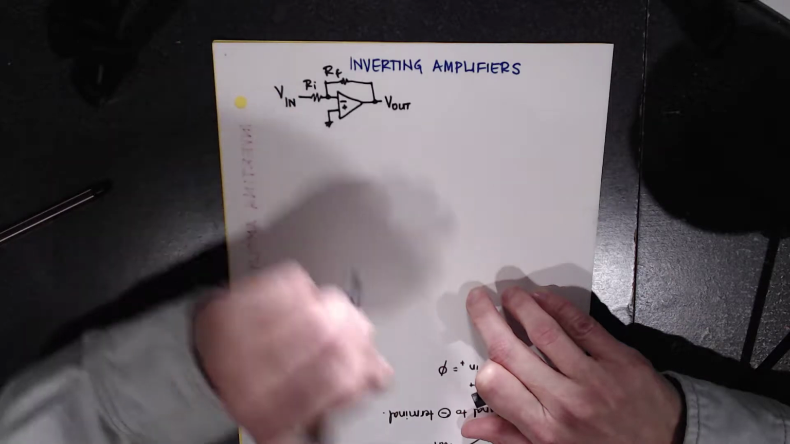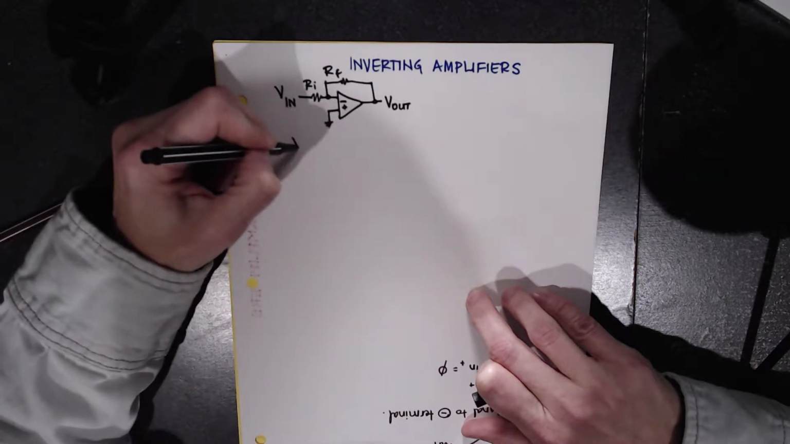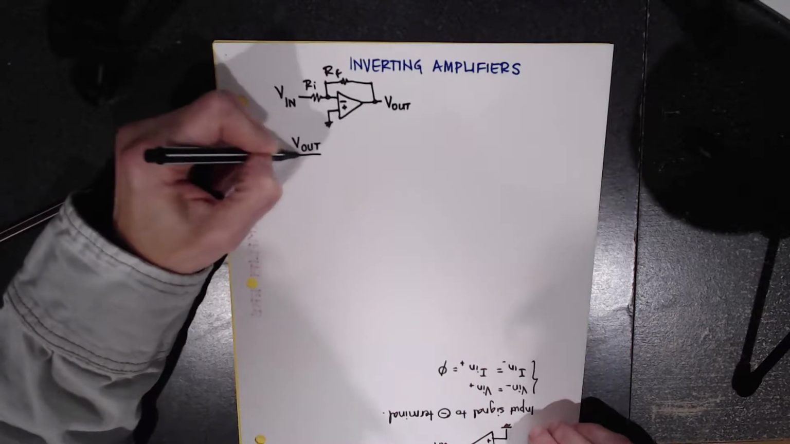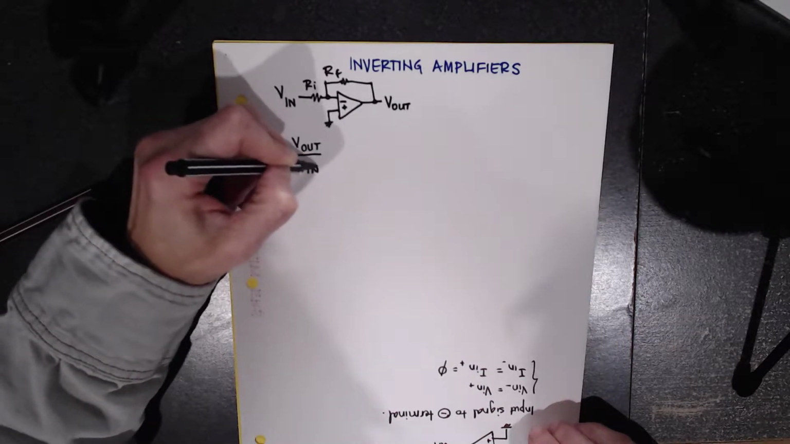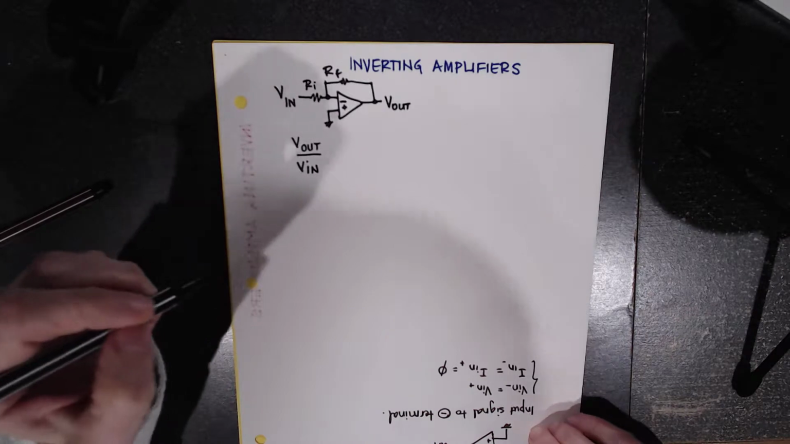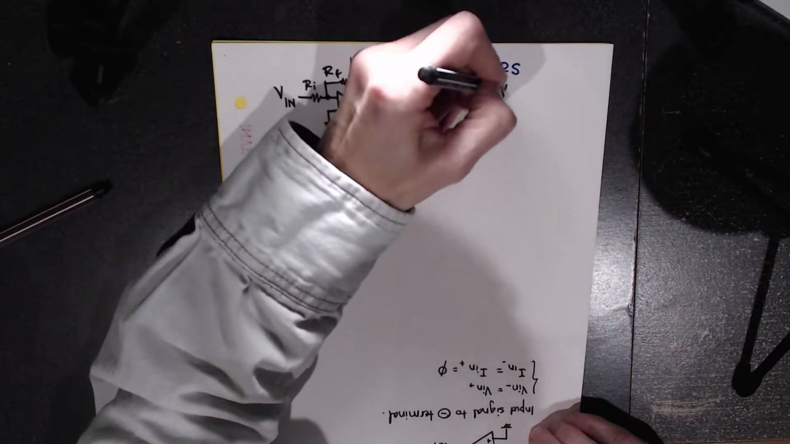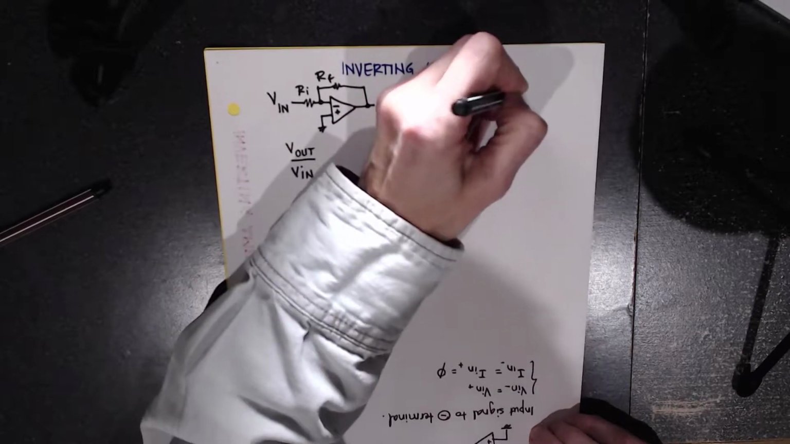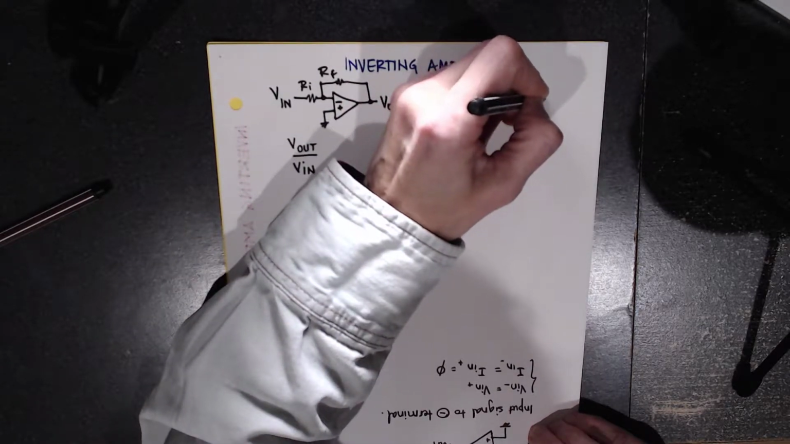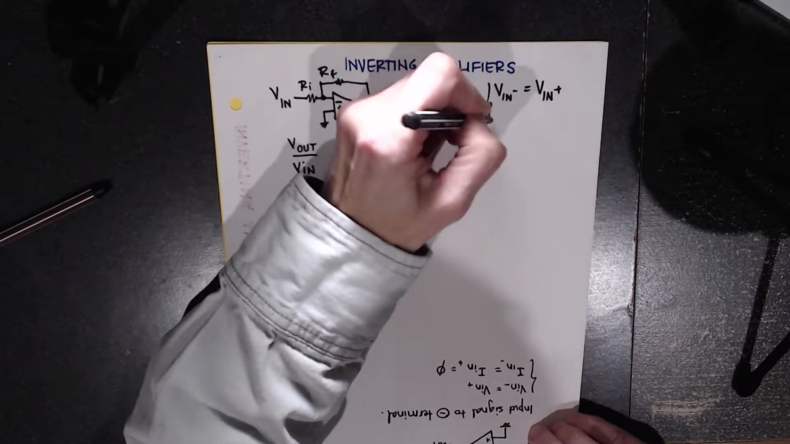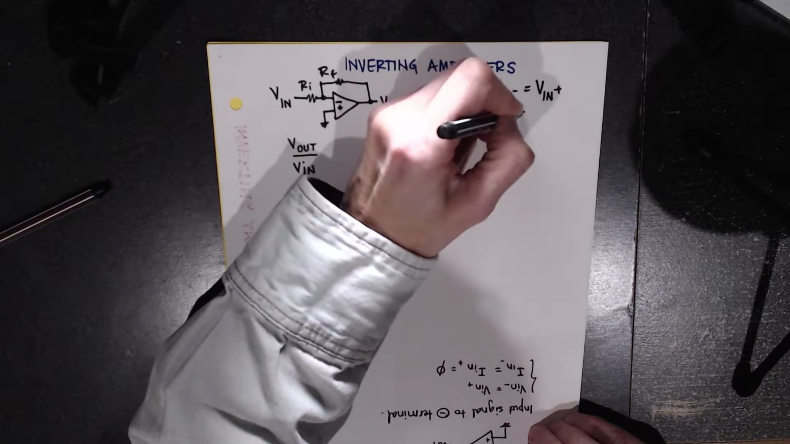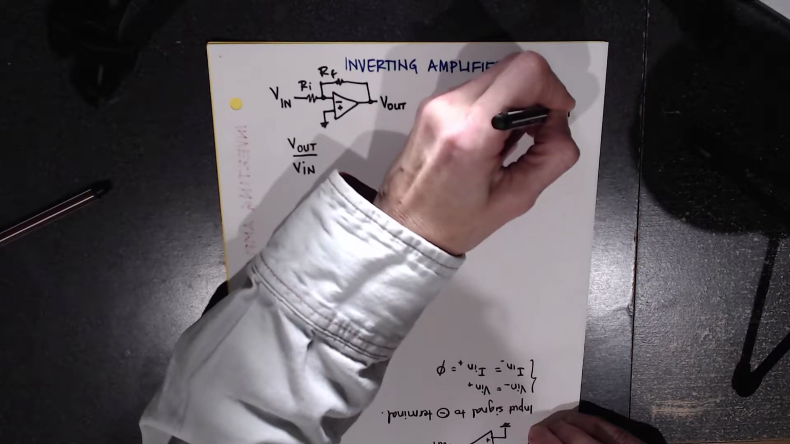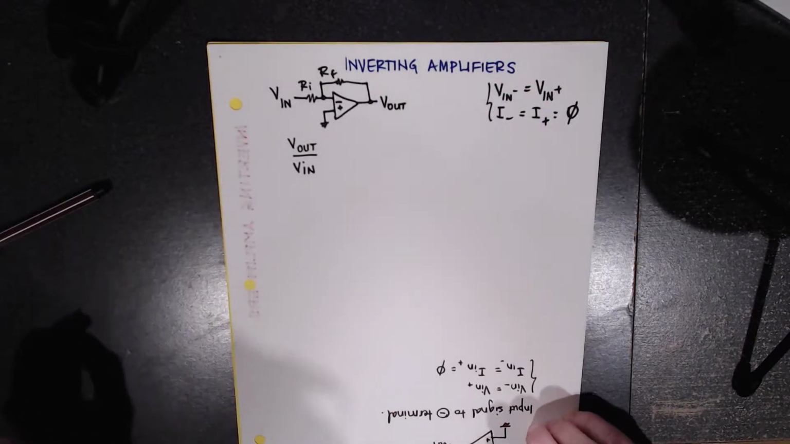There's also an input resistor, and we will try to find the Vout over Vin for this configuration, remembering two things. One is that the voltage on the negative input is the same as on the positive, and the current on the negative side is the same as the current on the positive side, and it's 0.